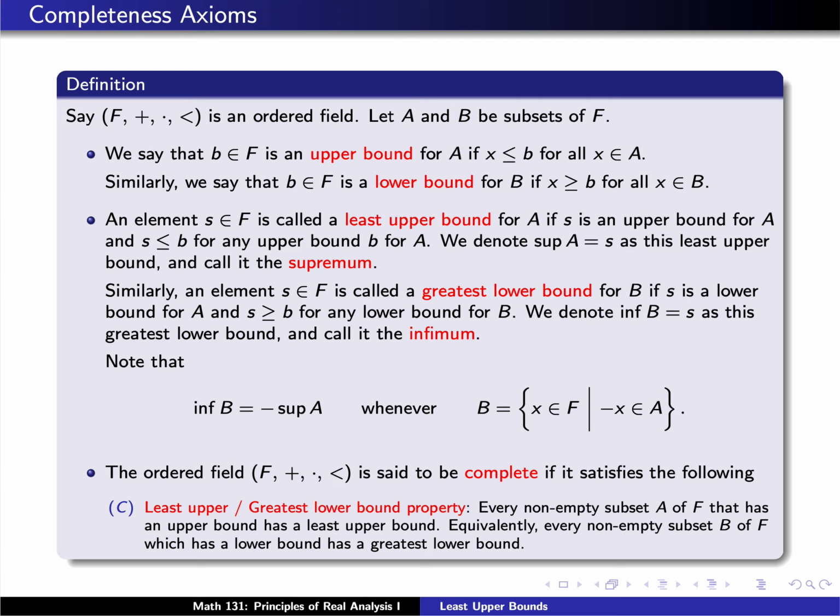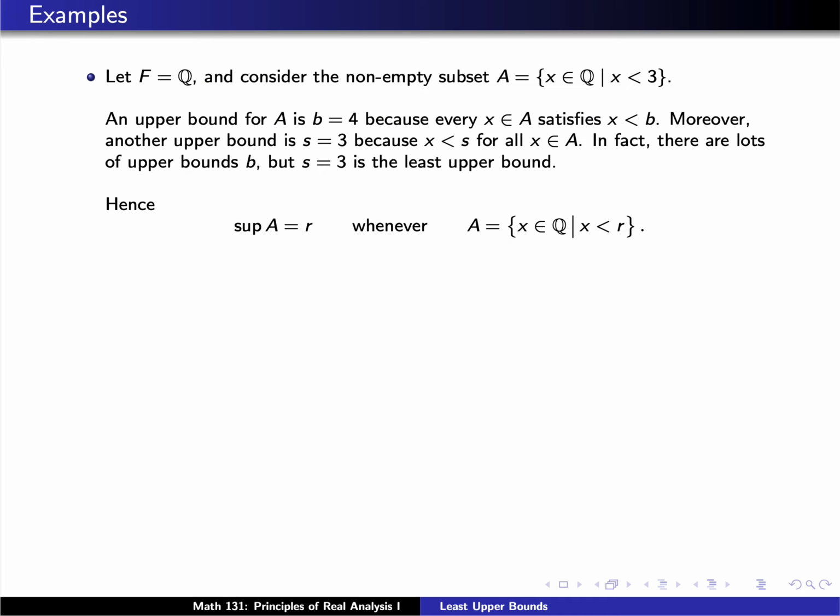Finally, we'll say that an ordered field is complete if it satisfies the following property. We'll call this the least upper bound property: every non-empty subset A of F that has an upper bound has a least upper bound. Similarly, the greatest lower bound property states every non-empty subset B of F, which has a lower bound, has a greatest lower bound. Let's try to discuss some examples of this.